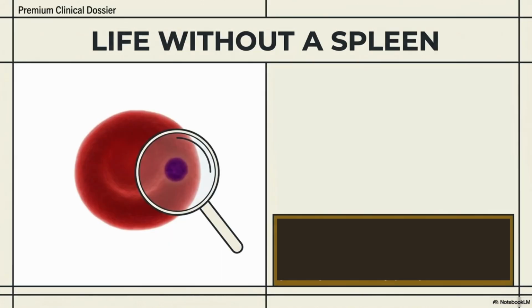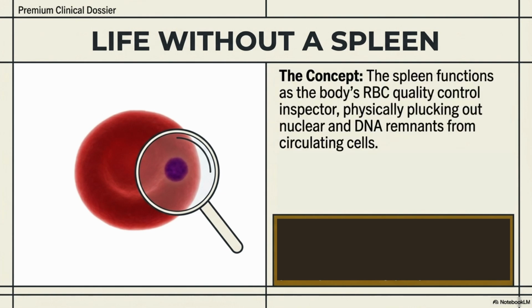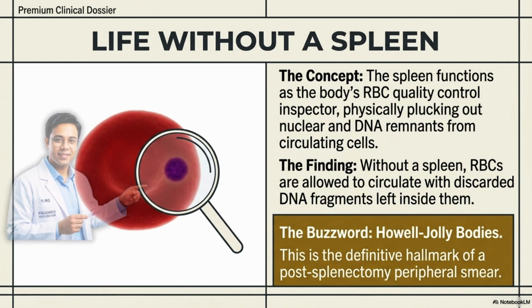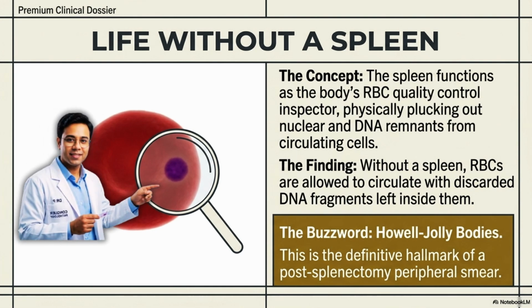Now let's look at a premium clinical dossier on life without a spleen. The concept is that the spleen functions as the body's RBC quality control inspector, physically plucking out nuclear and DNA remnants from circulating cells. The finding is that without a spleen, RBCs are allowed to circulate with discarded DNA fragments left inside them. The buzzword to know is Howell-Jolly bodies. This is the definitive hallmark of a post-splenectomy peripheral smear.